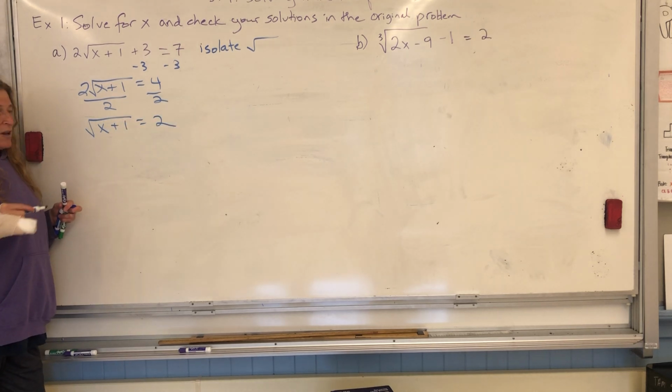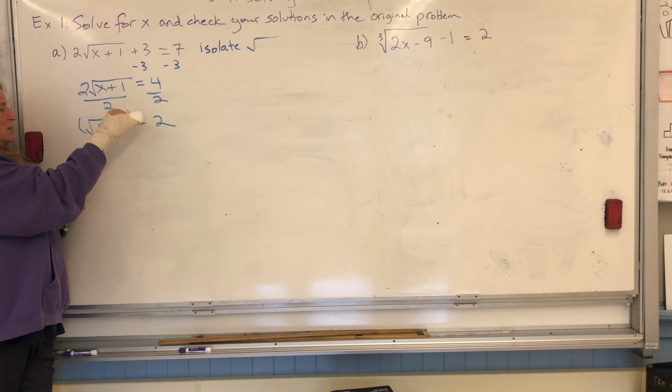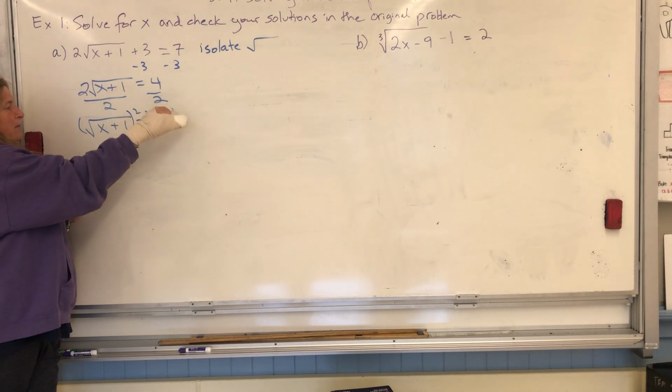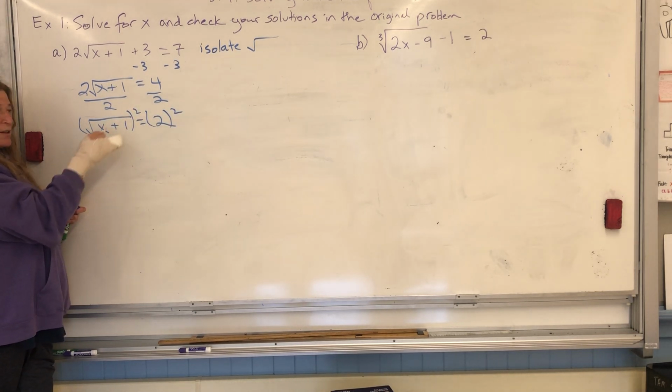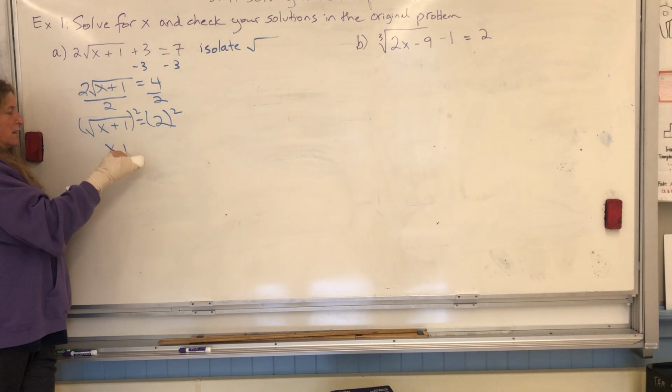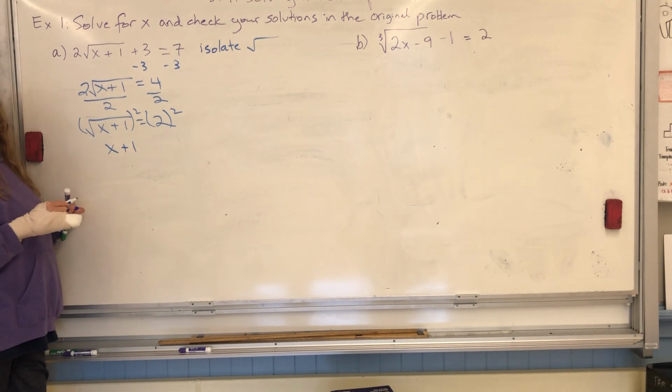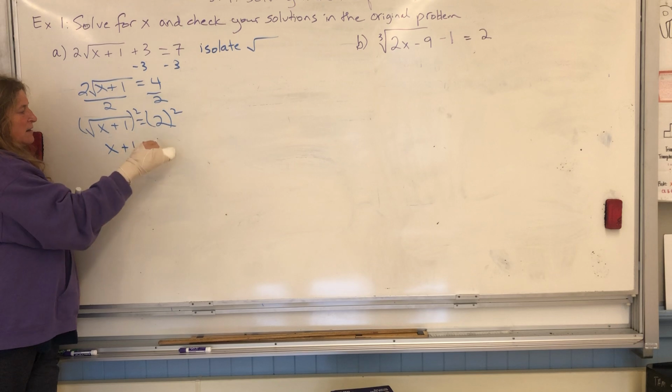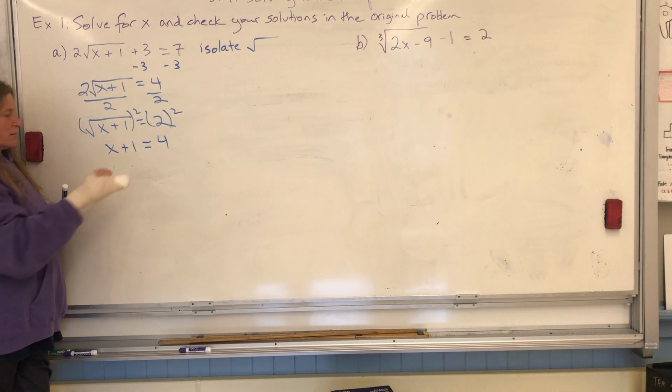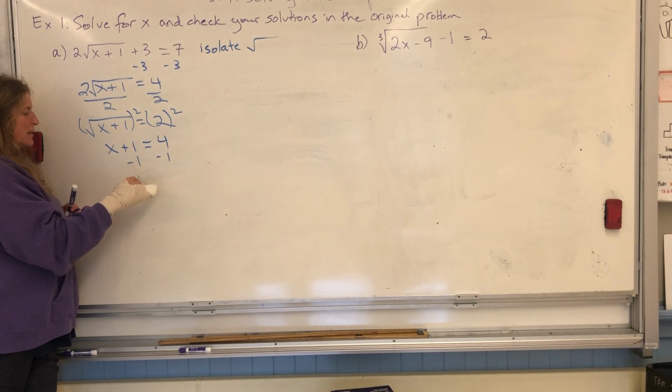So now I've got my radical isolated, so now I just need to square both sides. Remember, if I square something that's being square rooted, I just get plain old x plus 1. And here I get 4. So if I solve for x there, I get x equals 3.